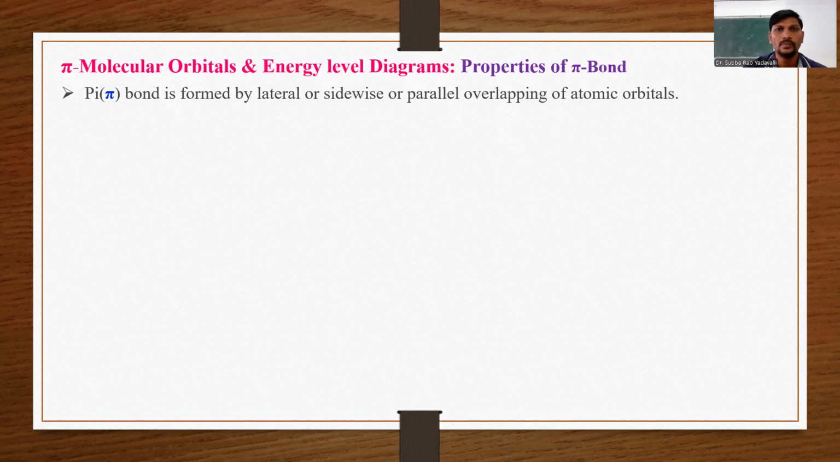In this video, I am going to explain pi molecular orbitals and their energy level diagrams. First of all, we have to know the properties of formation of pi bond. And the next one is the pi bond is formed by the lateral or sidewise or parallel overlapping of atomic orbitals.